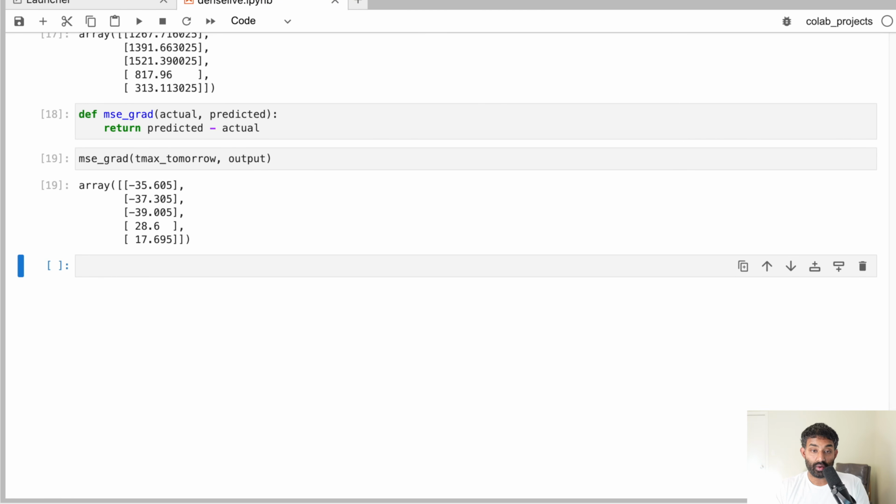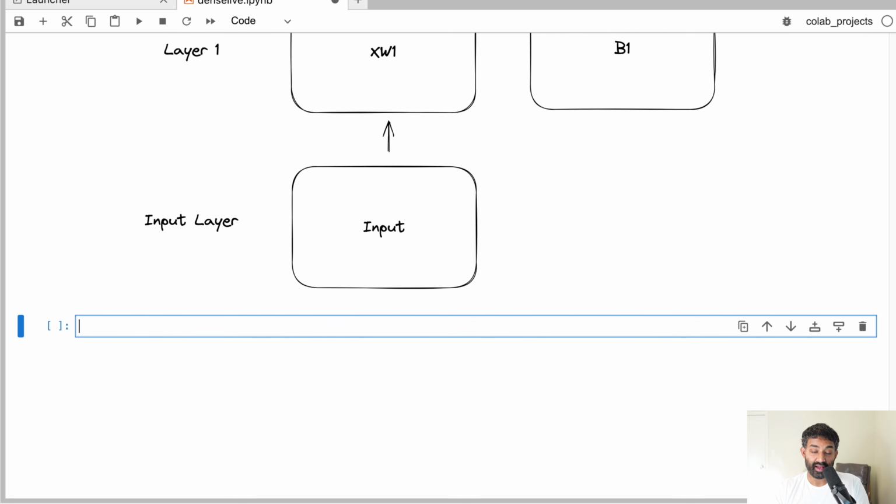Okay, so we now have the gradient of our loss with respect to the output of the network. So the next thing we need to do is something called backpropagation, which will enable us to pull the gradients through the network and use it to update the weights and biases in the network. So let's first visualize how our forward pass looks. So this is the forward pass of our network.